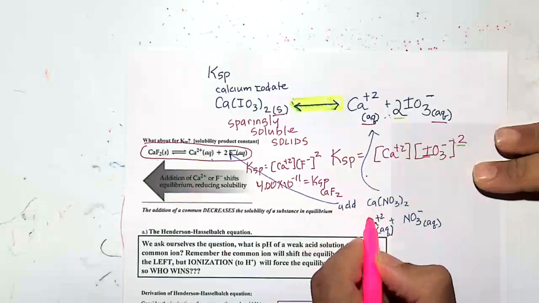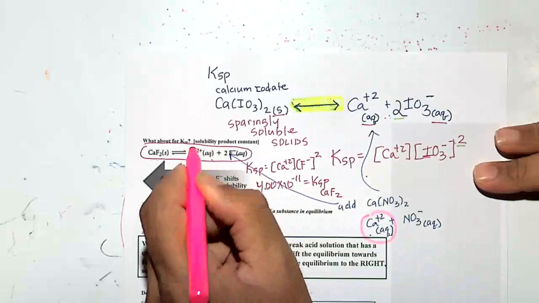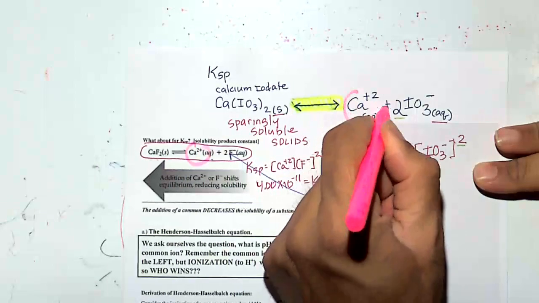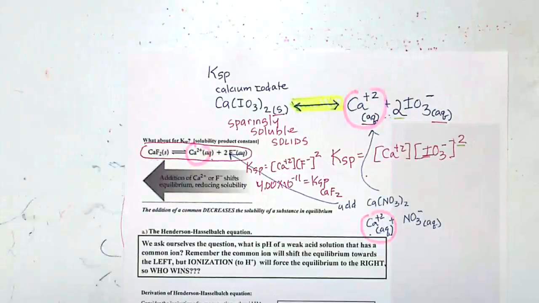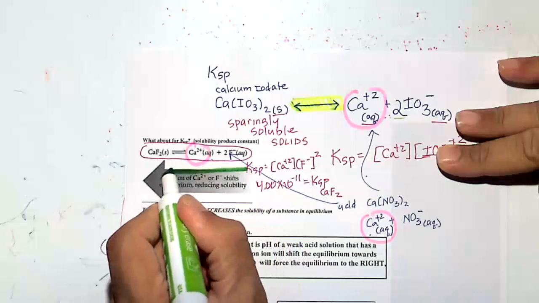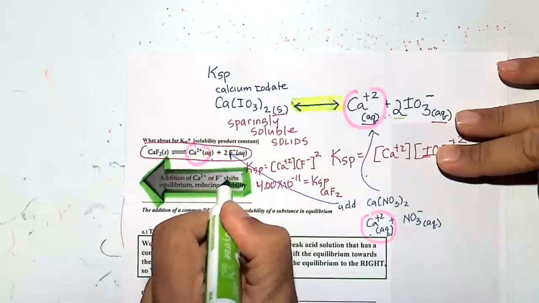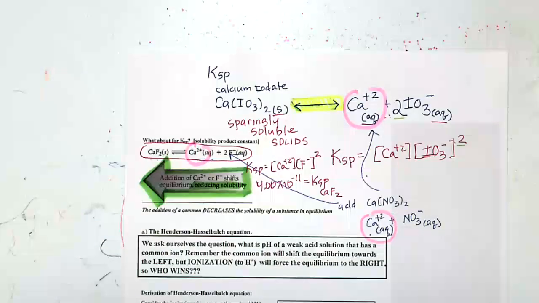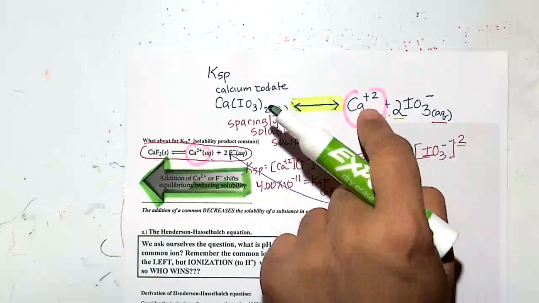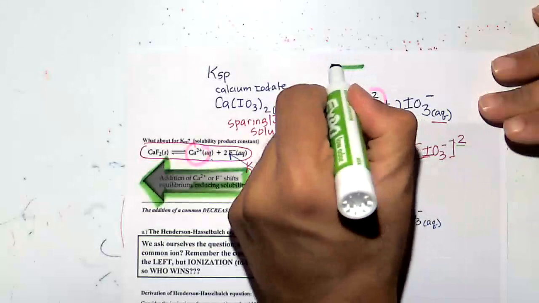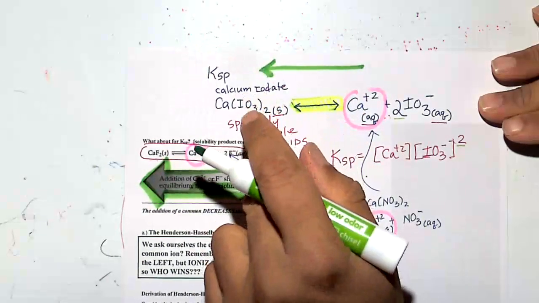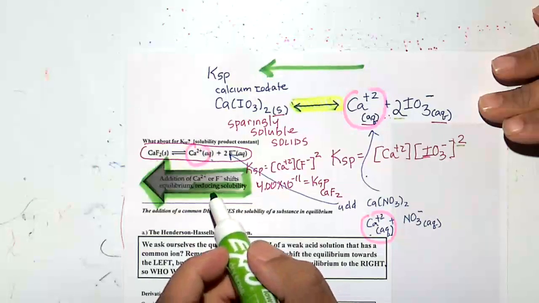Common ion. What's our common ion here? Calcium. And what does the common ion do, Susanna? It suppresses ionization. So adding the common ion, in this case calcium, is going to do what? Believe it or not, it's going to make more solid. Suppresses ionization, reducing solubility. Adding calcium ion here will make more calcium iodate, make more of the solid.